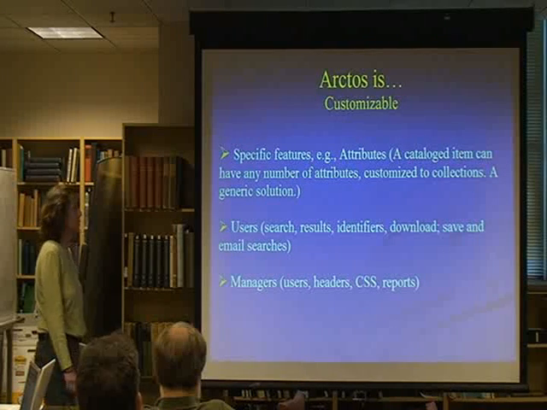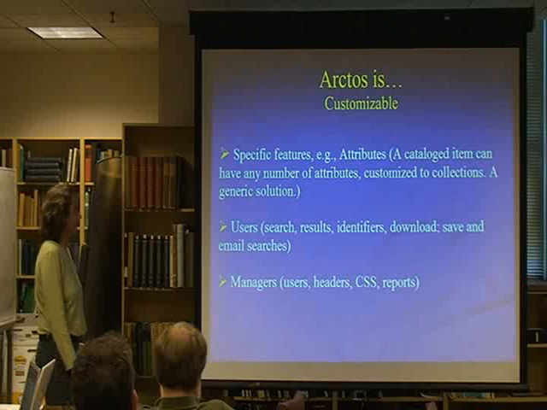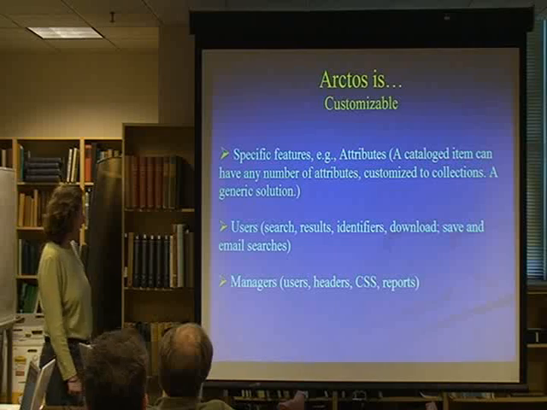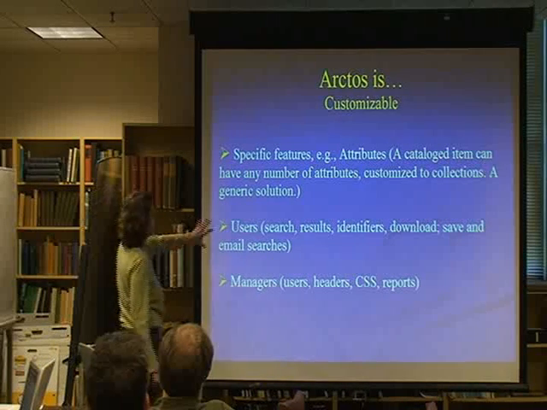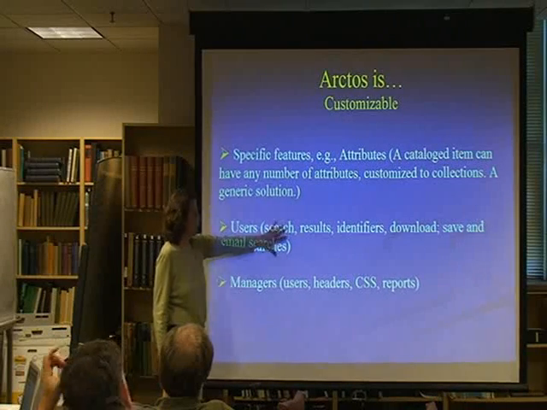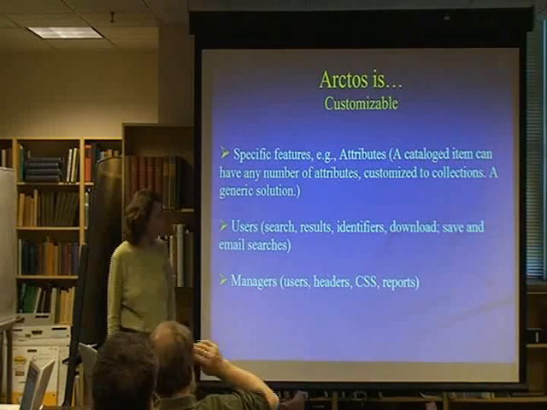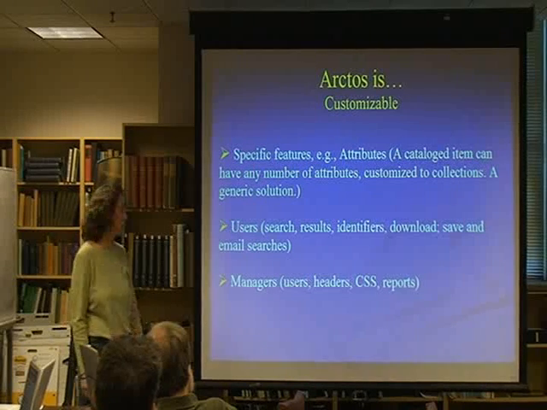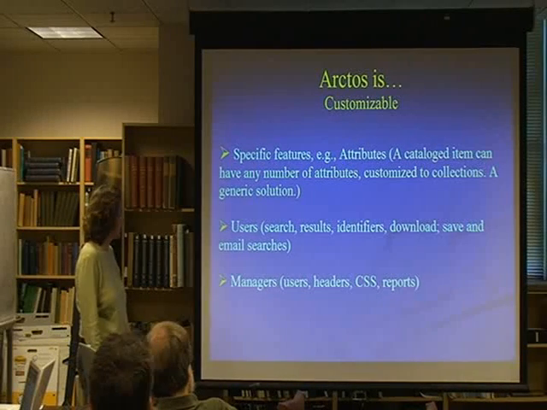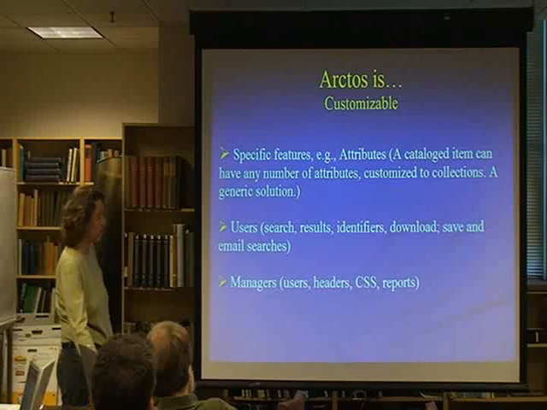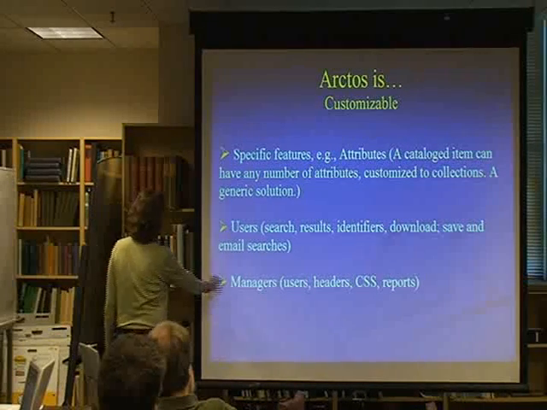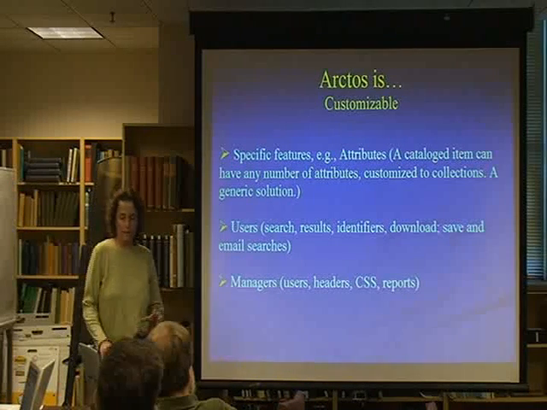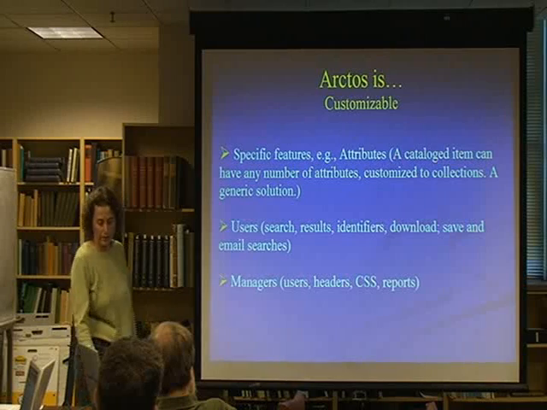It's easily customizable. You can customize specific features of Arctos, such as attributes of a cataloged item. Users can customize how they want their search page to look, the results, specific identifiers. If you have a favorite identifier, such as a collector number you search on all the time, what they want downloaded, you can save in email searches, and then managers can customize users and the reports and the look and feel, such as headers and things like that.